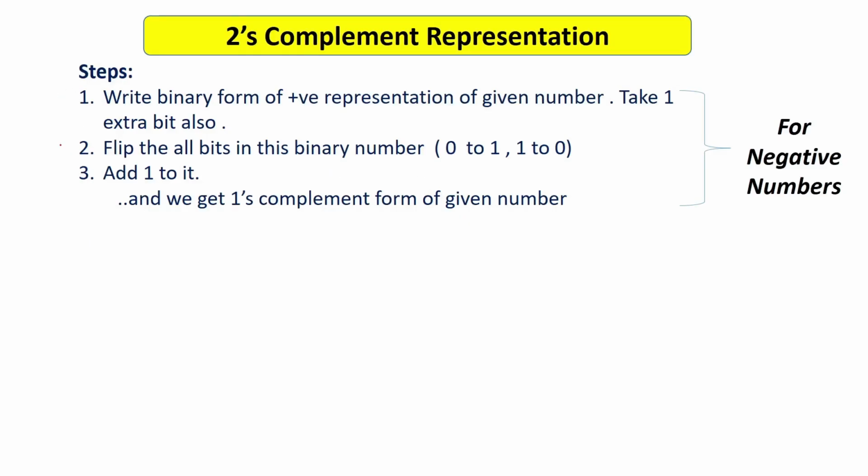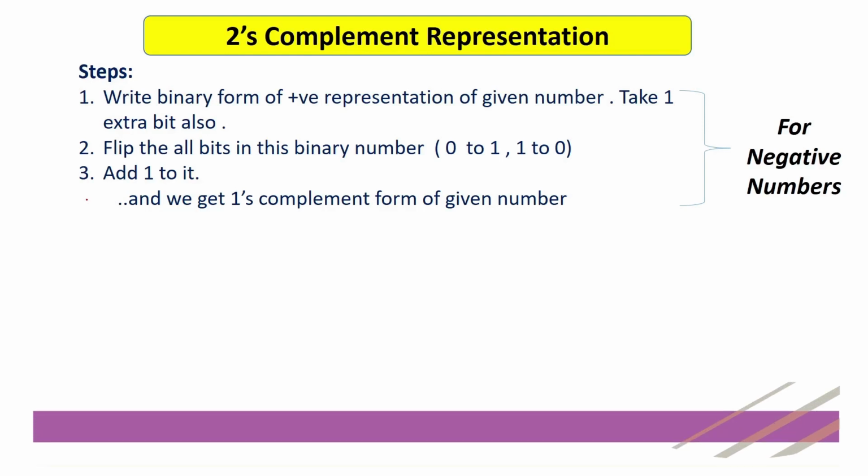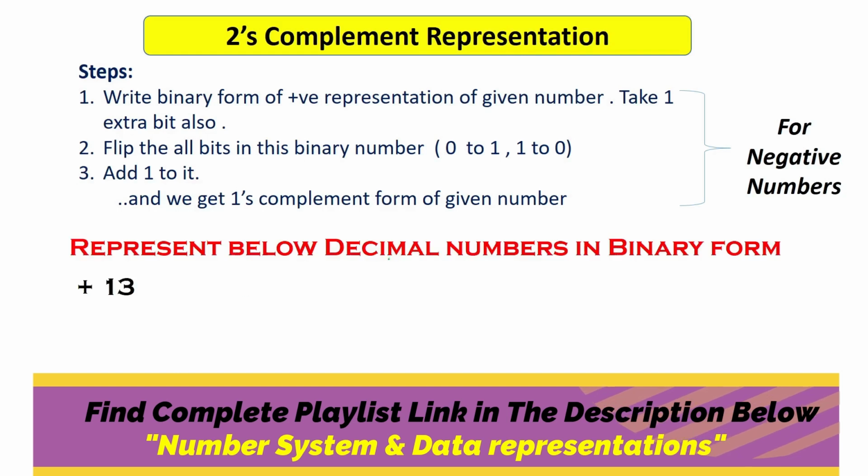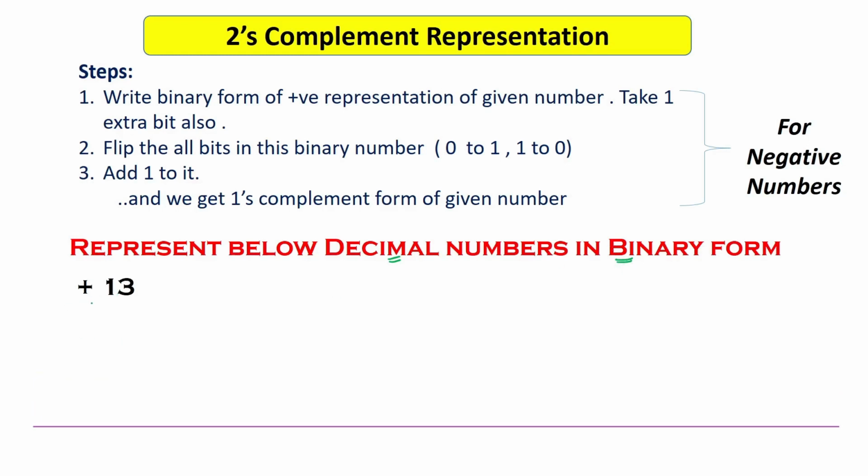These are the steps to convert a given decimal number into the binary 2's complement representation. To understand all these steps, let's take examples. Let's say you are given a decimal number and you have to convert it into a binary number using the 2's complement representation. Let's say you are given plus 13, that is a positive number. For a positive number, the steps are actually simple. These steps are actually for the negative numbers, so you have to take care of this.